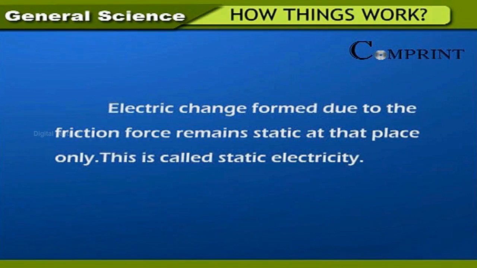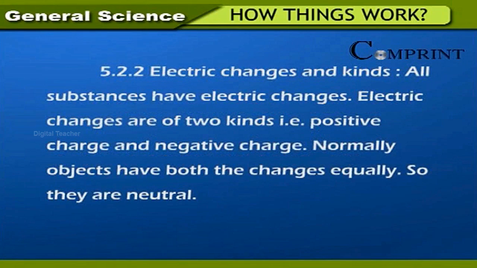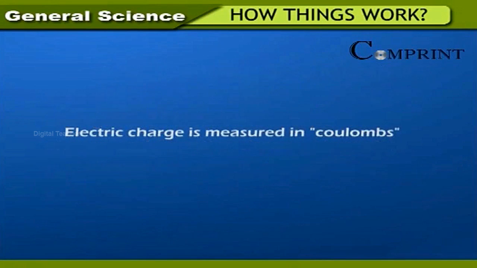Electric charge formed due to the friction force remains static at that place only. This is called static electricity. Electric charges and kinds. All substances have electric charges. Electric charges are of two kinds, positive charge and negative charge. Normally, objects have both charges equally, so they are neutral. Electric charge is measured in coulombs.